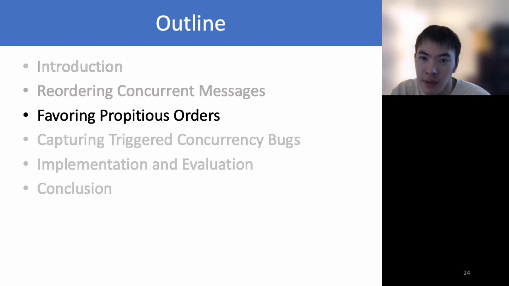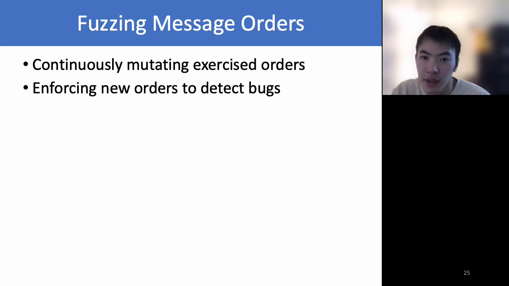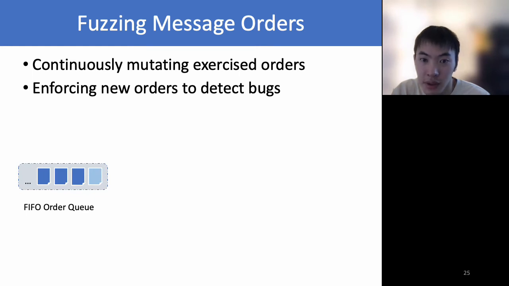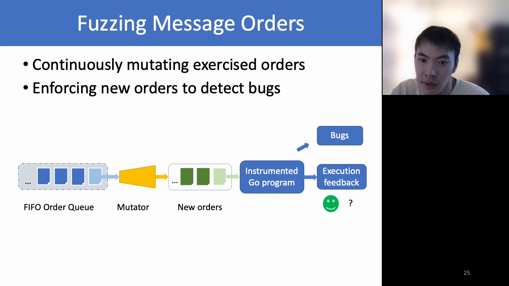Next, I will discuss how GFAS identifies and prioritizes suspicious orders. GFAS applies the fuzzing method to continuously identify suspicious message orders and detect bugs. Specifically, GFAS maintains a queue for exercised orders. It sequentially fetches the orders from the queue and mutates each of them to generate new orders. Then, GFAS forces the test program to handle concurrent messages in each new order to detect bugs. At the same time, GFAS collects runtime feedback to decide whether an exercised order is interesting enough for further exploration. If so, GFAS adds the exercised order to the order queue.